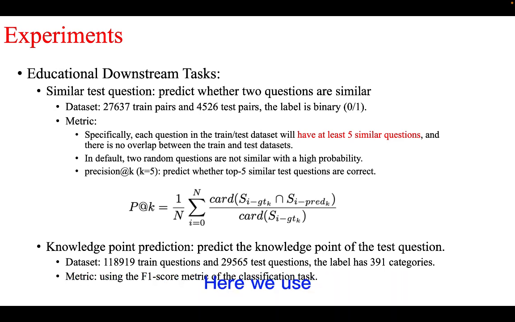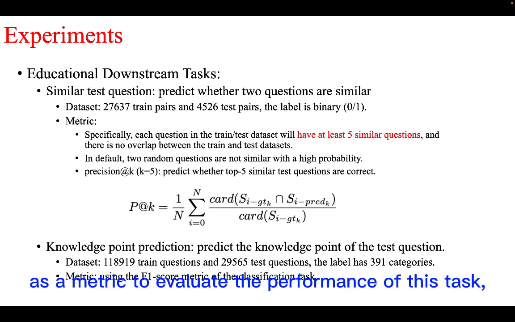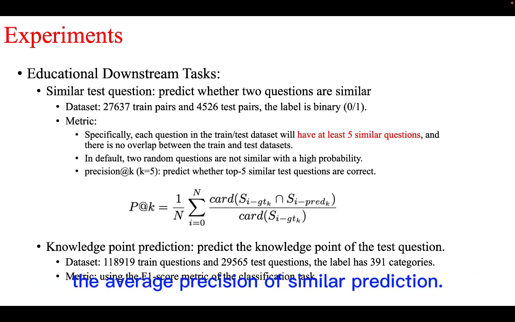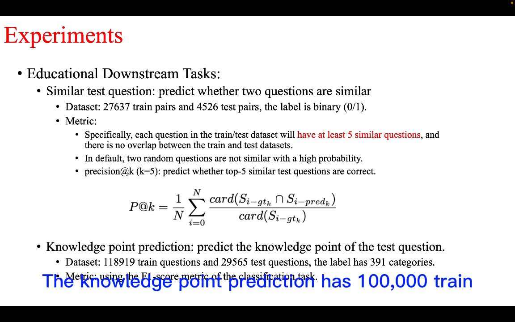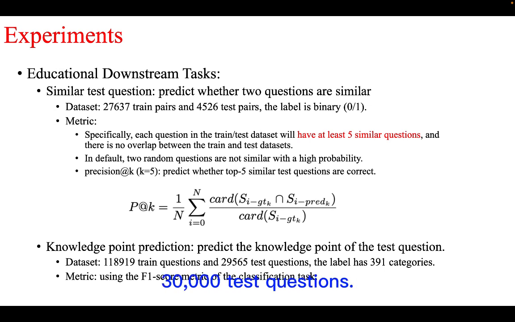Here we use precision at 5 as a metric to evaluate the performance of this task, which represents the average precision of similar prediction. Knowledge point prediction has 100,000 training questions and nearly 30,000 test questions. Its labels have 391 categories.